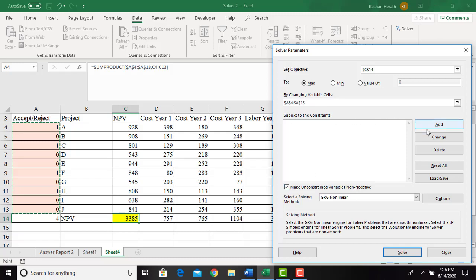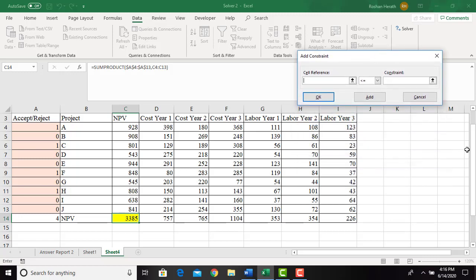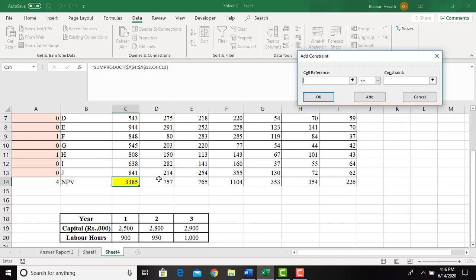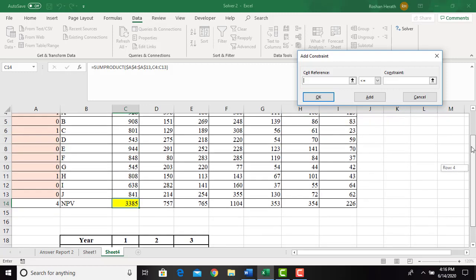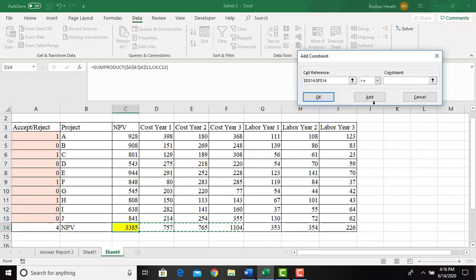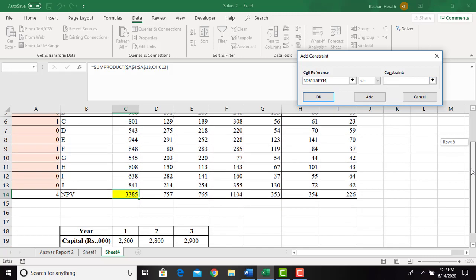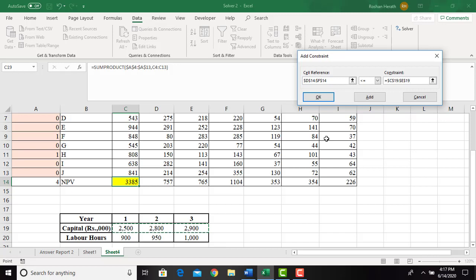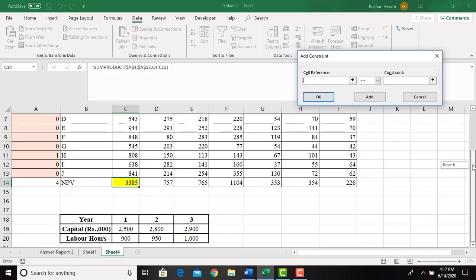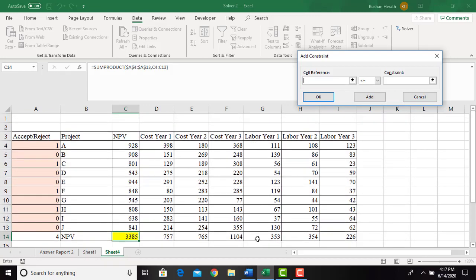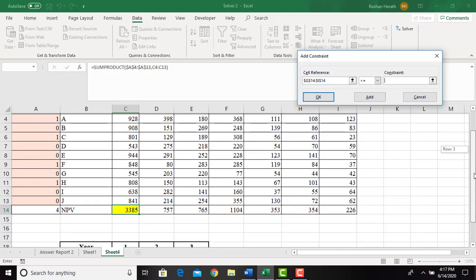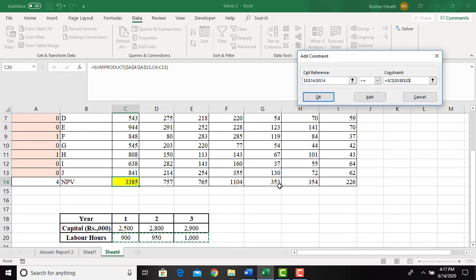Then you have to apply the constraints. What are the constraints? The very first one, you need to make sure that the cost of years 1, 2 and 3 should be less than or equal to the available capital. Right. So therefore, this cost information must be less than or equal to the available capital. So that is the first one. Then what is the second one? You need to make sure that the labor used in years 1 to 3 should also be less than or equal to the maximum labor that is available. The labor that you use must be less than or equal to the availability. So those would be the two most important criteria.